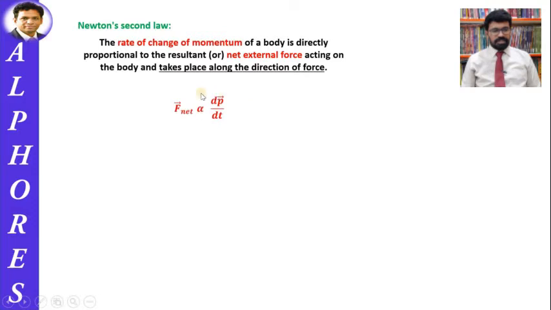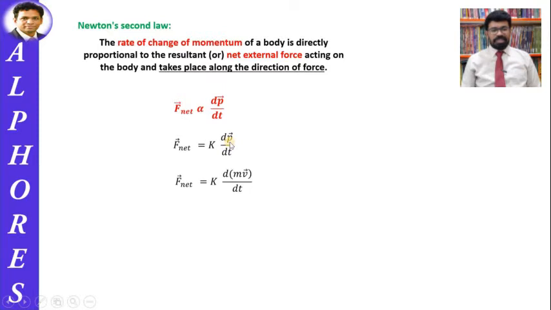So mathematically, this is how it can be expressed. F net is directly proportional to dp bar by dt. If we introduce a constant of proportionality, this can be expressed further as F net is equal to k into dp by dt, where k is the constant of proportionality. So this is further how F net can be written: F net is equal to k into d by dt of mv.